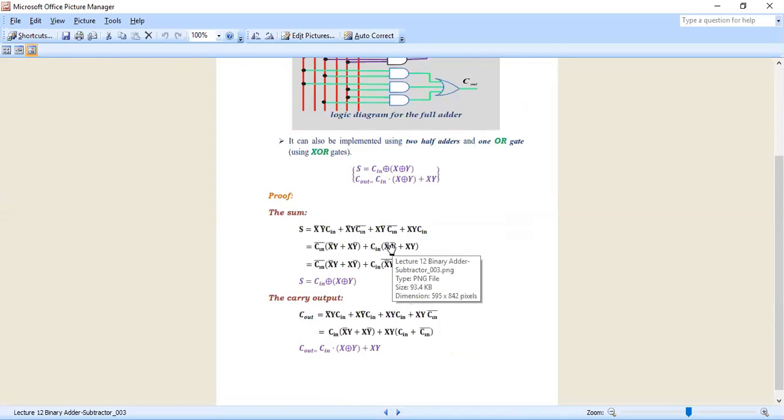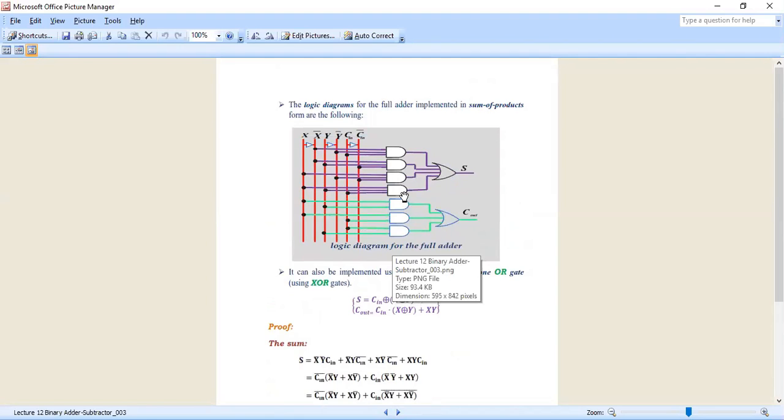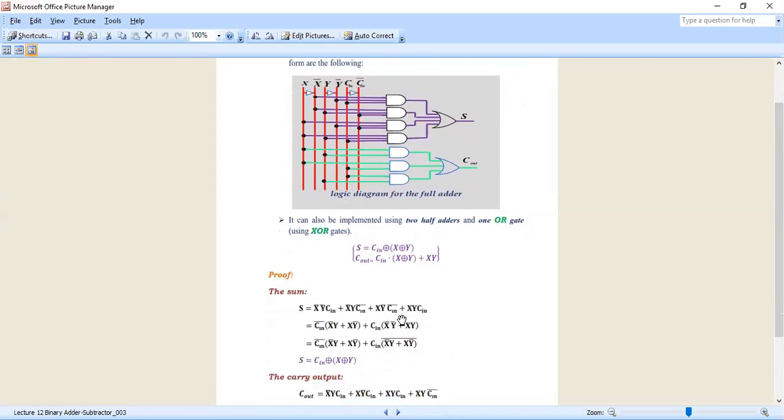This is the logic circuit diagram, but it causes some confusion. How many input connections are there? See, there are many input connections, right? So we have to minimize that. If we want to minimize the number of inputs, this is the solution for that.